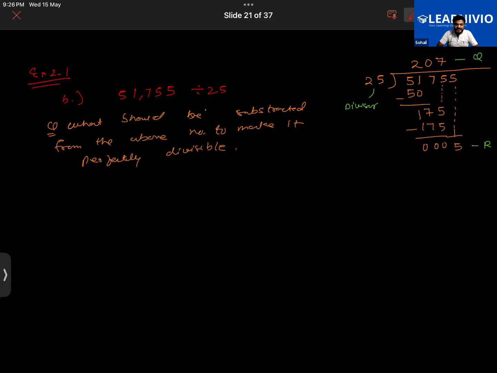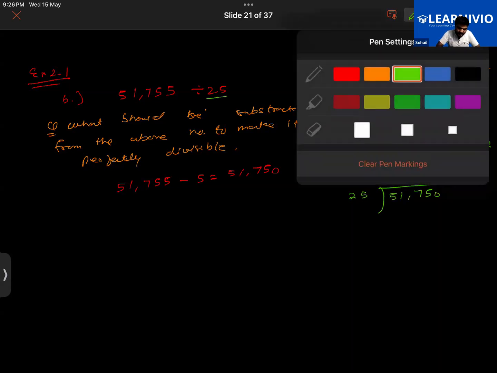How about we subtract this remainder from the dividend? How about we subtract 5 from this? Minus 5, that will become 51,750 now. Okay, now Habib and Sumaya, go on to divide it by 25. 25 divided into 51,750. Again, the same process you will be repeating.